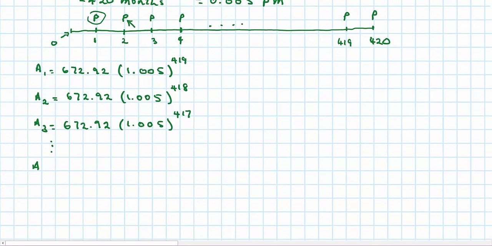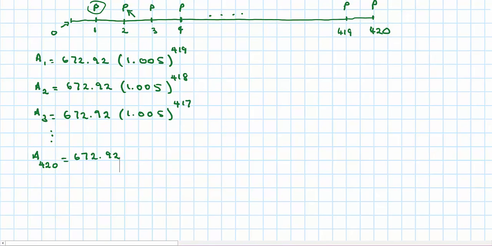The last amount. Now that's amount 1, amount 2, amount 3, amount 4, so that would be amount 420, will be $672.92, and that does not accumulate any interest. So I could really write this down if I wanted to as 1.005 to the power of 0, because there are 0 months, or I can just leave it out, and I'm going to leave that out.